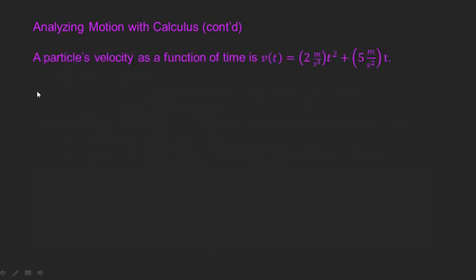A particle's velocity as a function of time is v equals 2 meters per second cubed times t squared plus 5 meters per second squared times t. Clearly, with this function, the particle has non-uniform acceleration, so we cannot use any of our 4 kinematic equations. So problem 1 tells us, find the particle's acceleration at t equals 2 seconds.